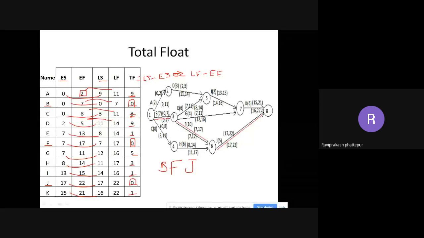Total float is the difference of start and start, or finish and finish. To get this, you need to draw the network diagram properly, the forward pass properly, and the backward pass properly. Then only will you get this. And this is a step where we can find out whether we have made any mistakes or not. Check the critical path activities, where you should get total float as 0. In this case, BFJ. Check BFJ, the total float will be 0. That means we have done everything correctly. No mistakes have been made anywhere.